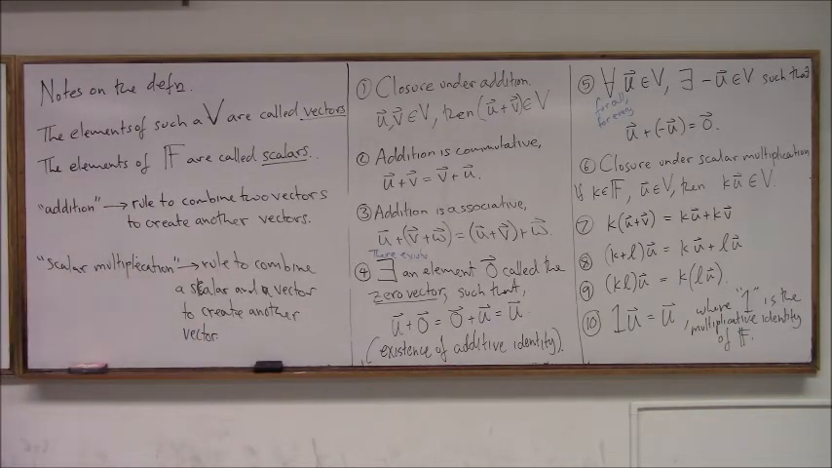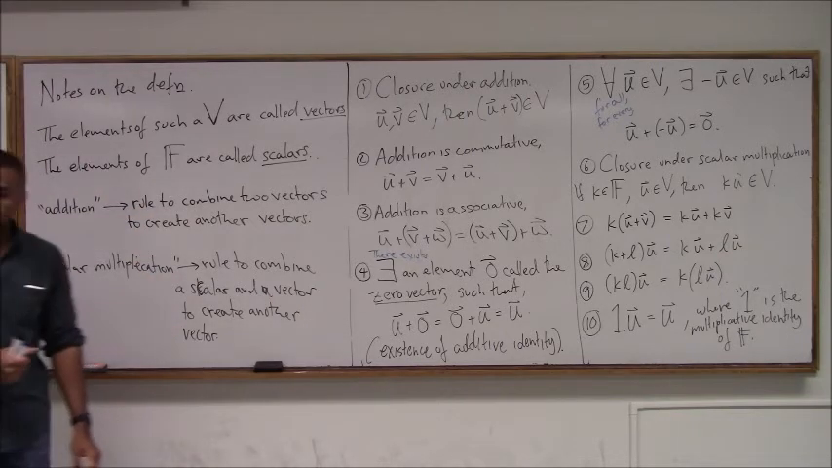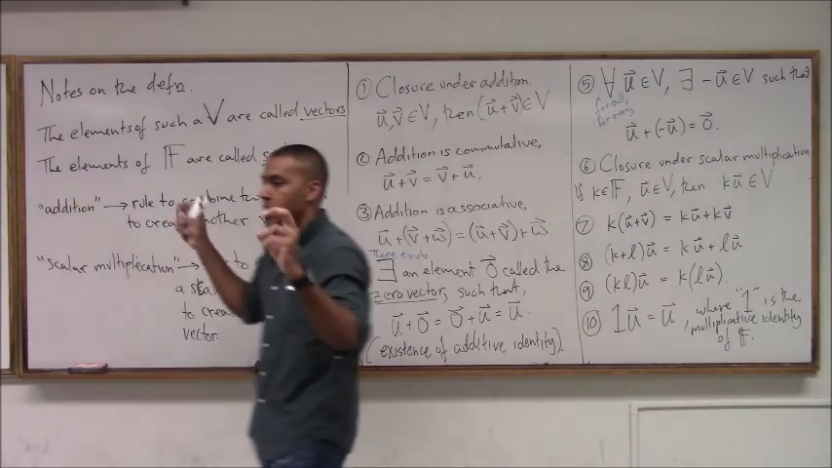Professor? Yes. It says addition, right? Rule to combine 2 vectors to create another vector. Is that like 2 dimension? If you use addition, then it becomes 3 dimension? No. If I take 2 elements in the set and I apply some rule to them that make another element in the set in some predictable way for arbitrary elements, I call that operation an addition.